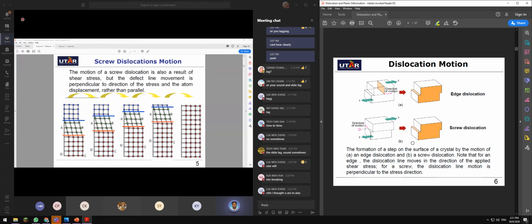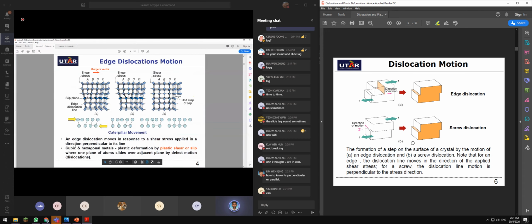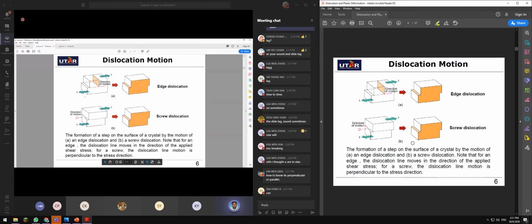But so far, do you understand the content of my speech just now? Can you understand the content of my speech about dislocation, types of dislocation? Okay, very good. We have a question. Lim Wen King asked: how to know if it's perpendicular or parallel? If you look at the slide, here.